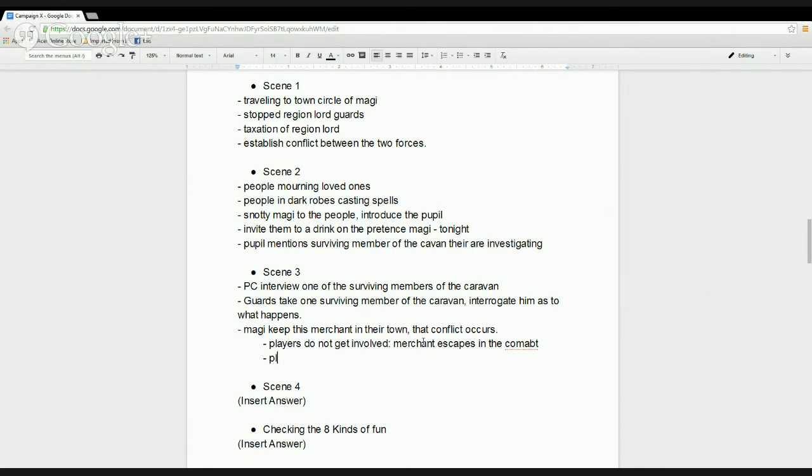Now, what happens if the players, and this is good, we're giving players choice, side with the Magi? Then the Magi defeat the regional guards, and they have a better reputation with the Magi. So maybe the Magi, in cooperation, allow them to speak with the caravan member.